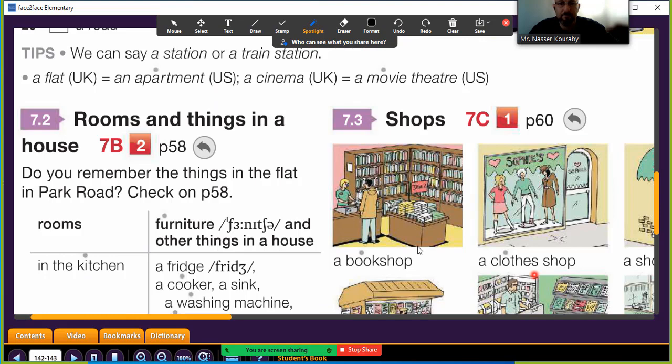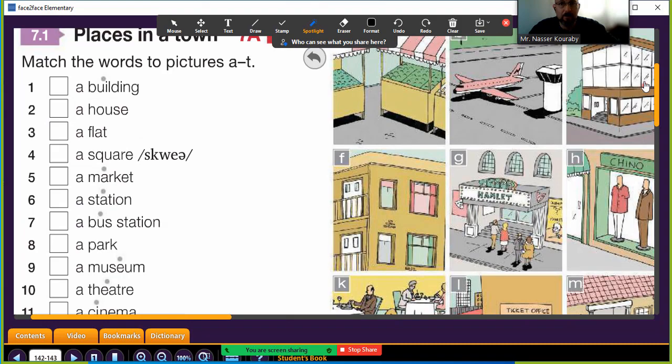And a flat here is the tip. A flat in the UK, an apartment in the USA. So the same word, in the UK we say flat, and apartment you say in the USA. A cinema in the UK, movie theater in the USA. For example, you say, I will go to the cinema tomorrow. I'll go to a movie theater tomorrow. Okay, guys.